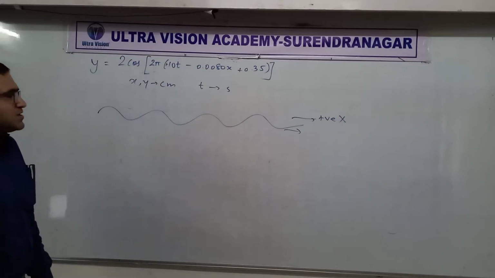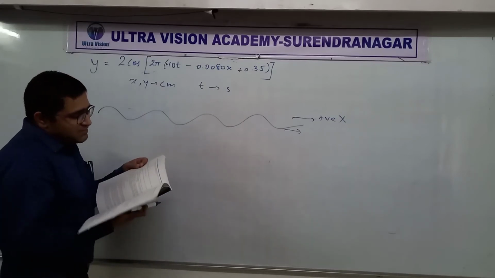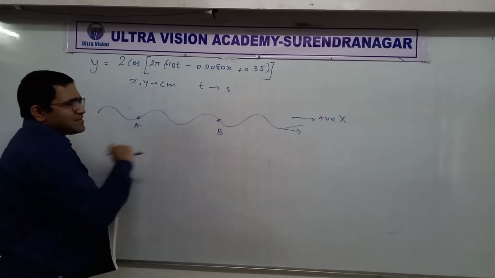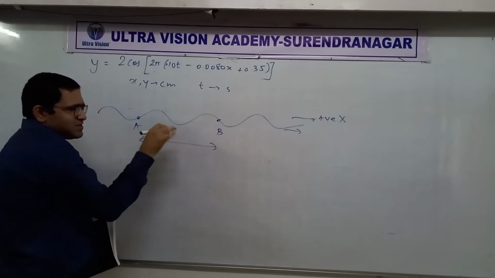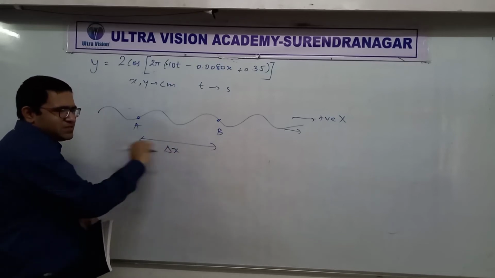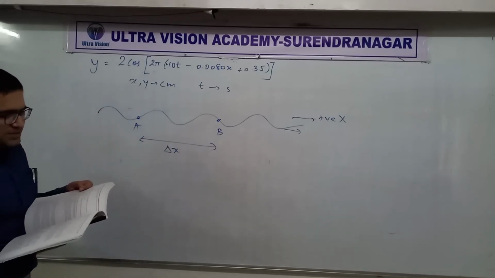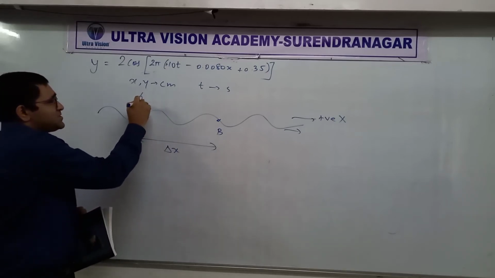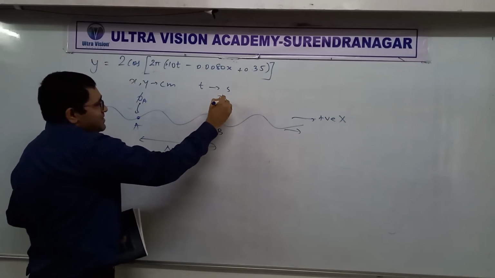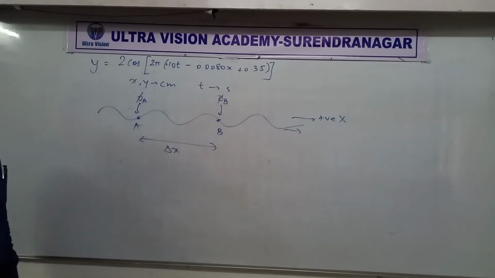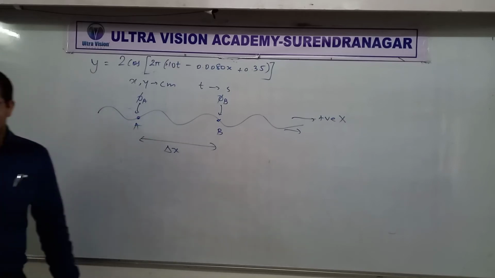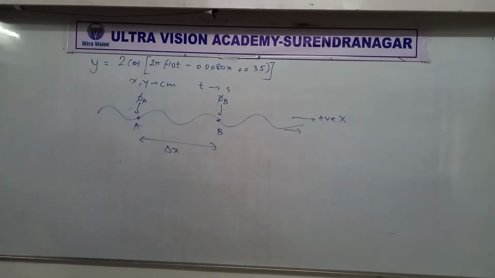So what is the question? If there are 2 points, let's say one here A and one here B, at a distance given in the question, then using that distance we have to find how much is the phase difference between A and B. Did you understand what I am saying? Question is clear?